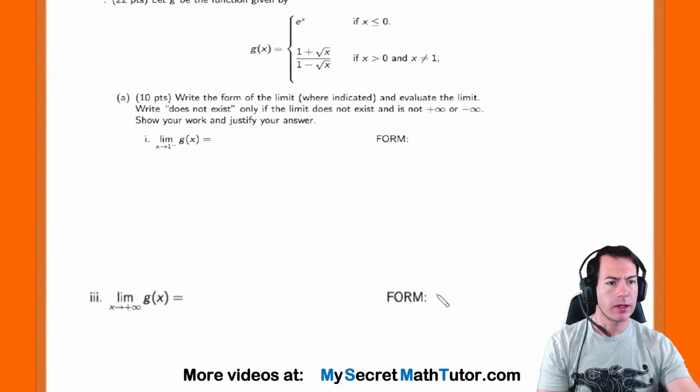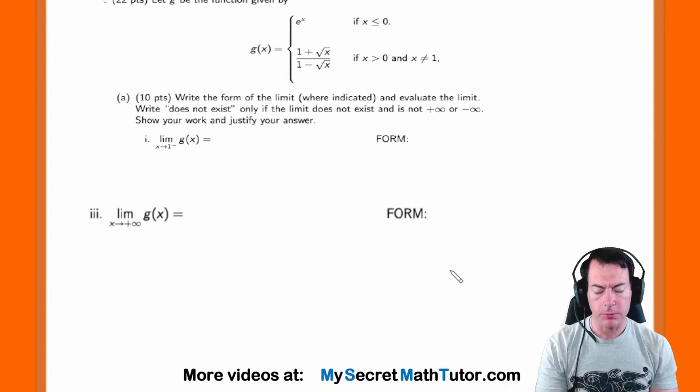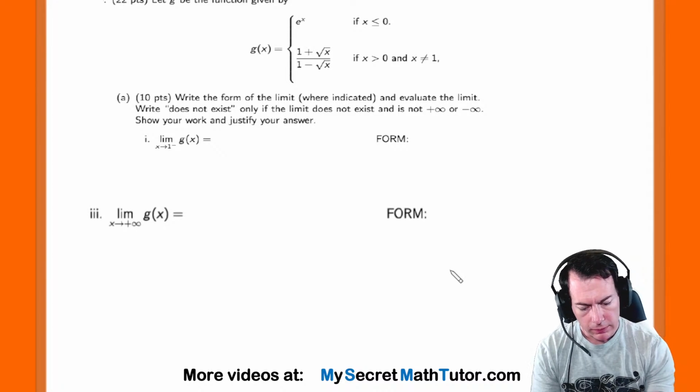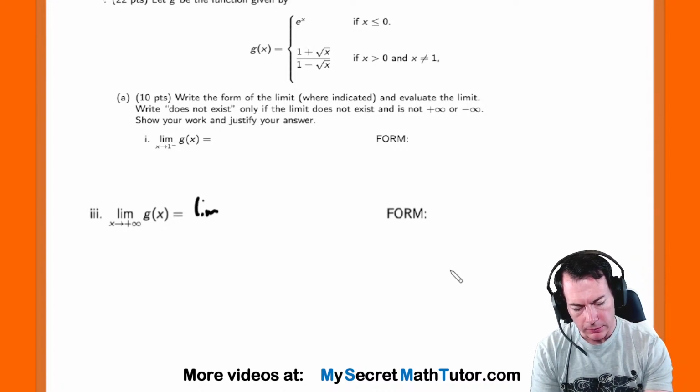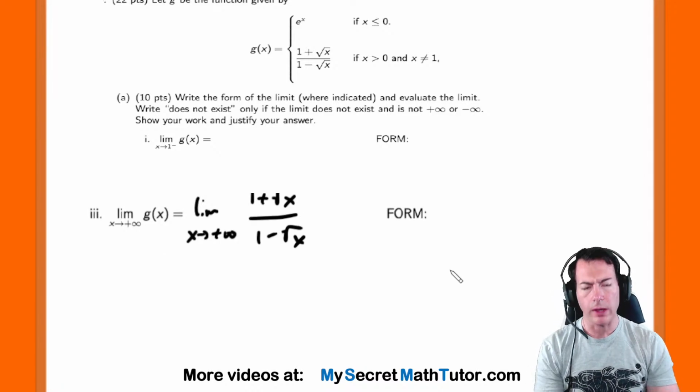Moving on, let's see what else we got. The limit of g as x approaches positive infinity. Okay. So this is kind of like the last one. I'm looking at the limit as x approaches positive infinity. And now the two pieces I have here are the square root of x all over 1 minus the square root of x. Okay, that looks good.